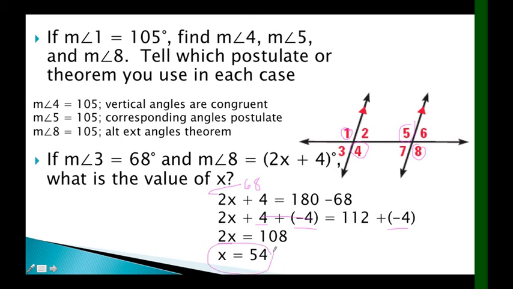If x is 54, what's now the value of 2x plus 4? That is 2 times 54, and that's 108 plus 4, that's 112. Therefore, the measurement of 8 is 112, because the addition of 3 and 8 is equal to 180. Yun yung explanation doon.